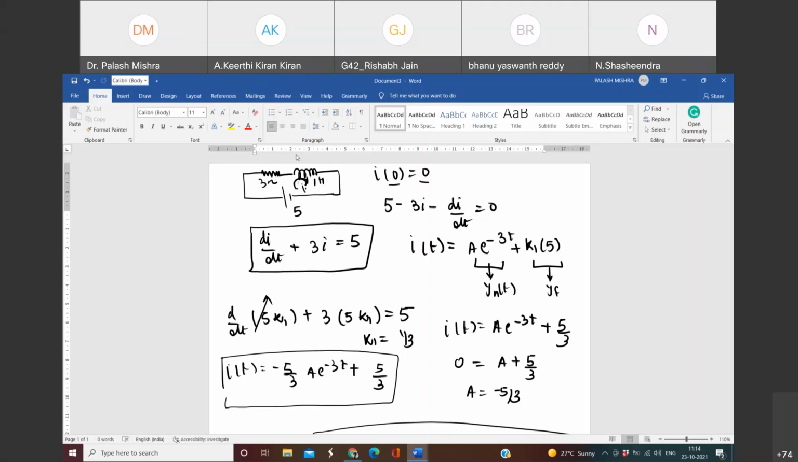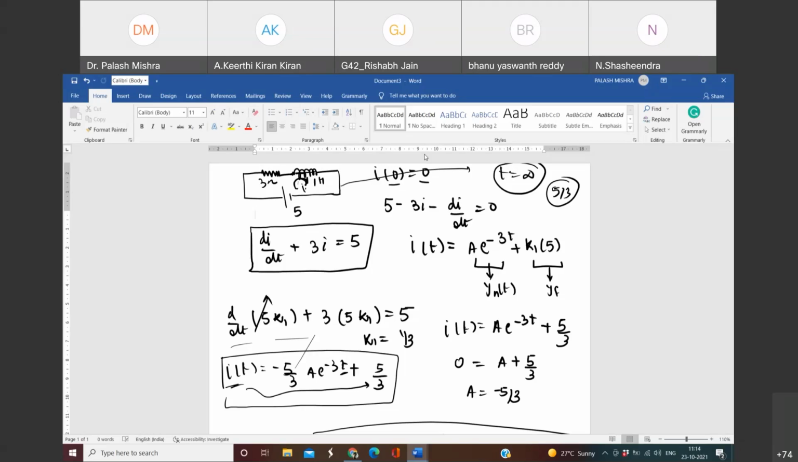And what will be the final current? If someone asks you, tell me the final current at t equals infinity. Without seeing all these equations, can someone tell me? Only by looking at the circuit: 5 by 3. Will this inductor be open or short circuited finally? Short circuited, sir. Short circuited. So it will be a purely resistive circuit and the current will be 5 by 3. So even if you put t equals infinity in this equation, the answer will be 5 by 3. That means your answer is correct.